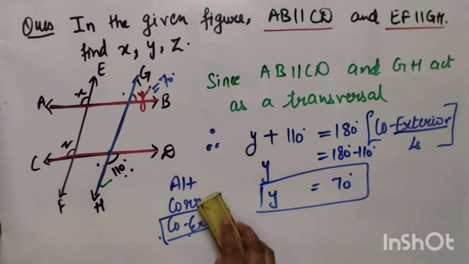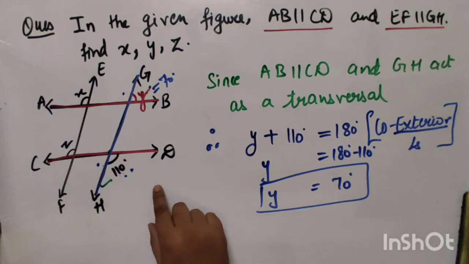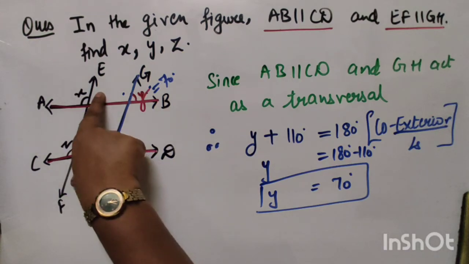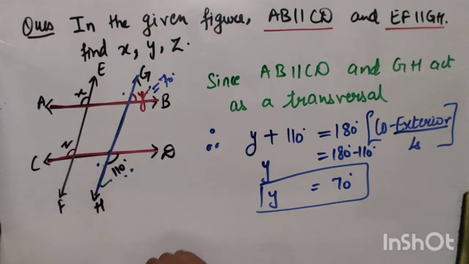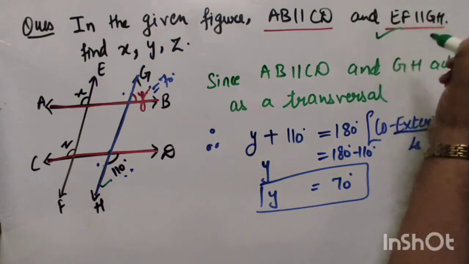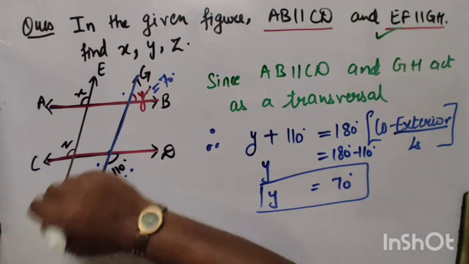Now let's move on to the next thing. Now we have to find out the value of x and z, right? So we have to consider which transversal. We can consider this transversal, but if you look at the figure carefully, we can utilize one more thing. If we read the question, we are given one more piece of information, that EF is parallel to GH. So now I am utilizing this information.